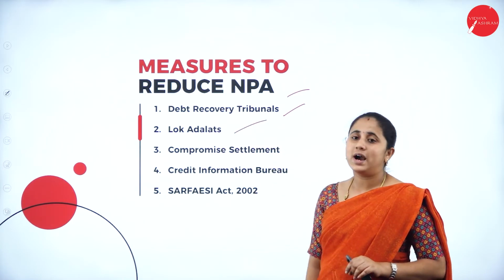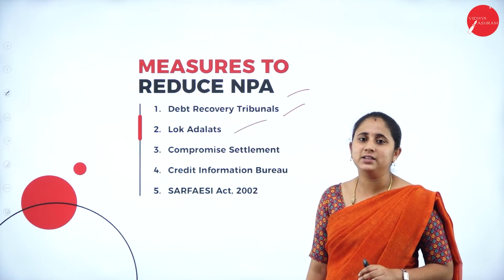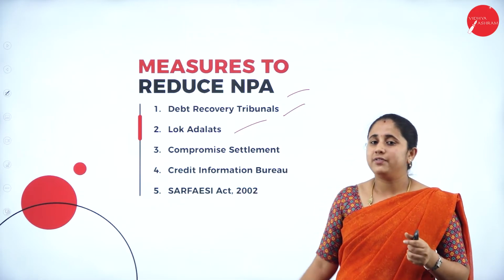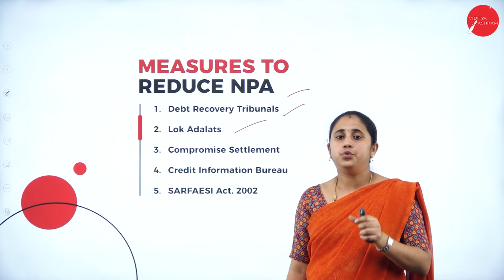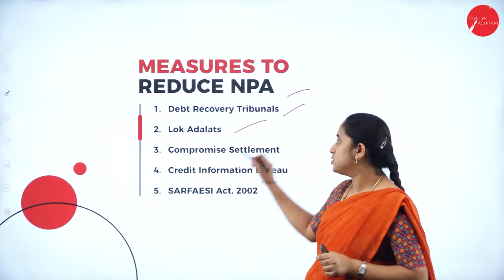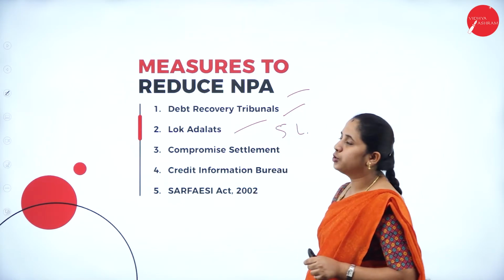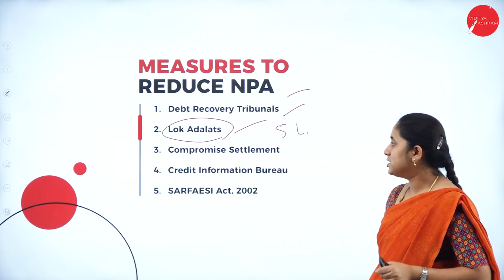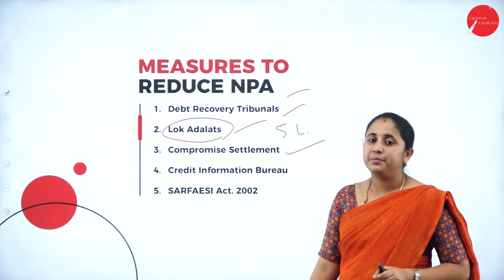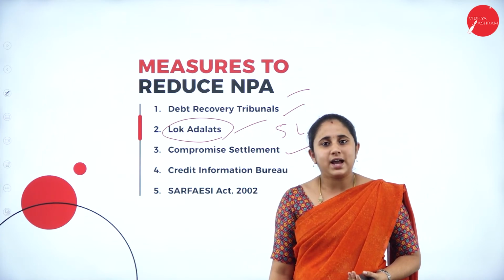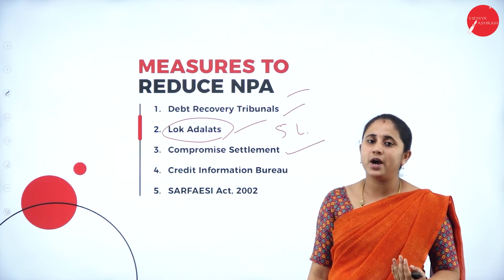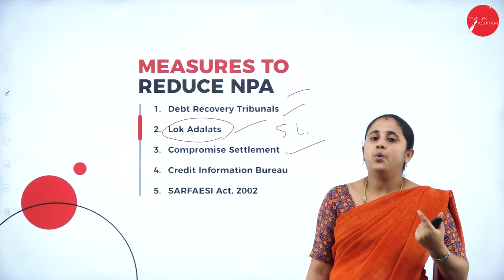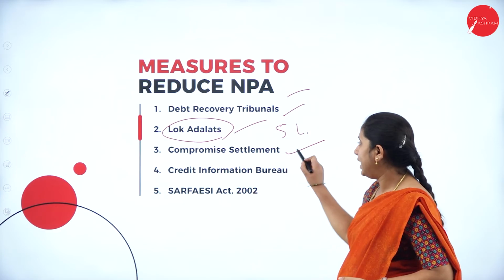Next one is Lok Adalat. According to Lok Adalat, small finance or small loans can be recovered, that means up to 5 lakh rupees. Small loans up to 5 lakh rupees you can recover through this Lok Adalat. Next one is compromise settlement. Compromise between the banker and customer. Through compromise, you can settle your debt and reduce the NPA. Compromise is one of the measures in order to reduce the NPA.